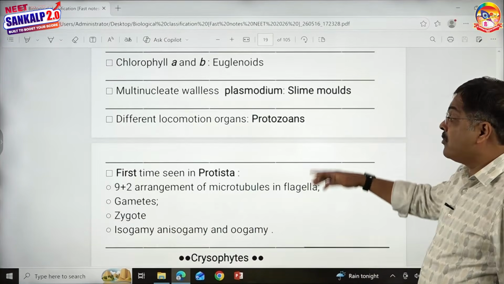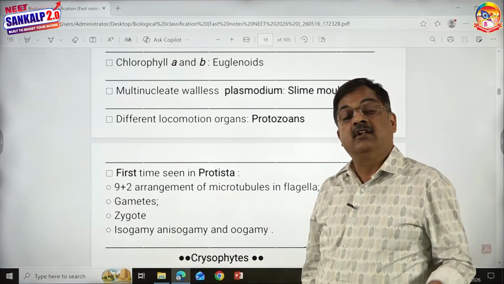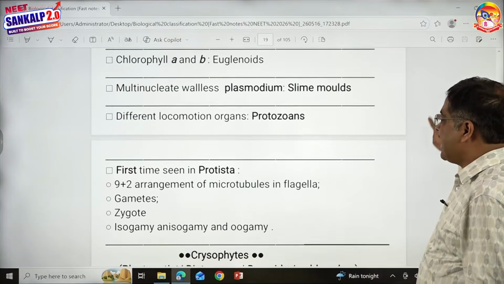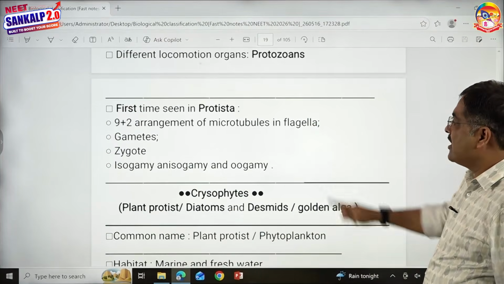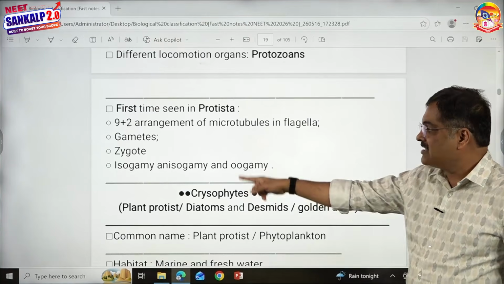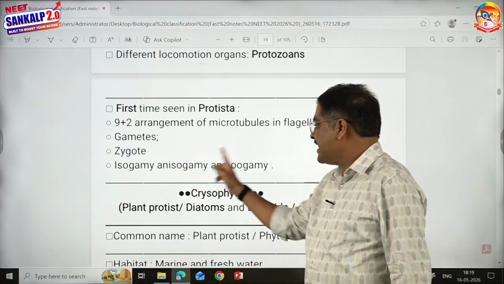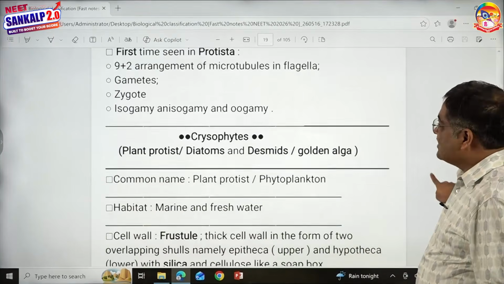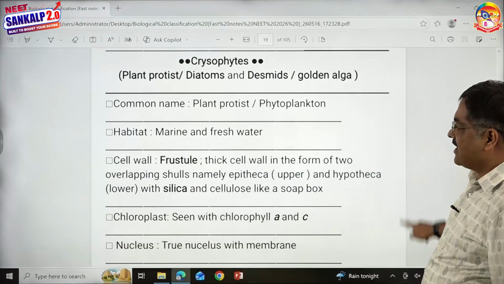And different locomotory organs, pseudopodia, flagella, cilia, that is seen in protozoans. What is seen for the first time in Protista? 9+2 arrangement of microtubules, gametes, zygote, isogamy, anisogamy, and oogamy. Okay? Chalo, we'll start with the first plant protist, children, chrysophytes.